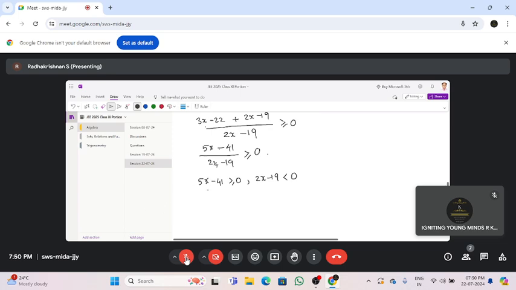Now we have to find out the value of x for which these two conditions both should be satisfied. Both should be satisfied. Numerator should be positive or 0, and denominator should be positive, both.